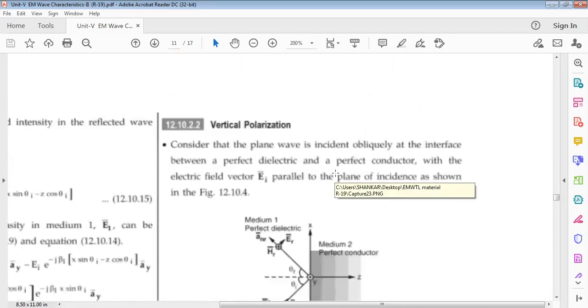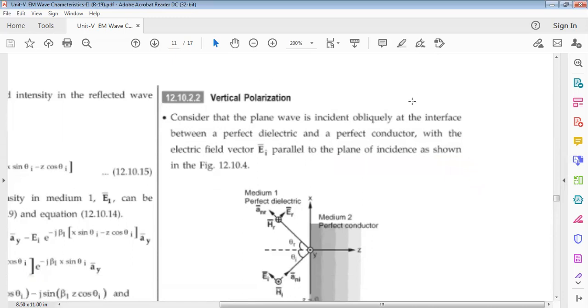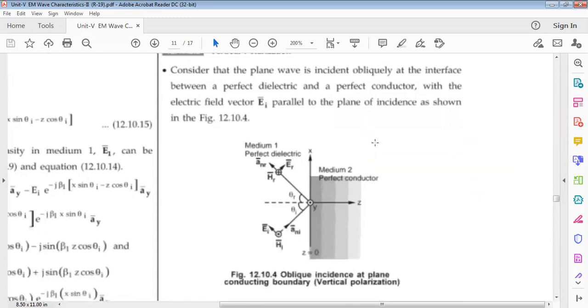Finally, we get the conclusion, the velocity and the wavelength. The velocity, we know, is omega by beta 1, and wavelength is 2 pi by beta. Then go for the next one. Horizontal polarization we completed, and now the vertical polarization.